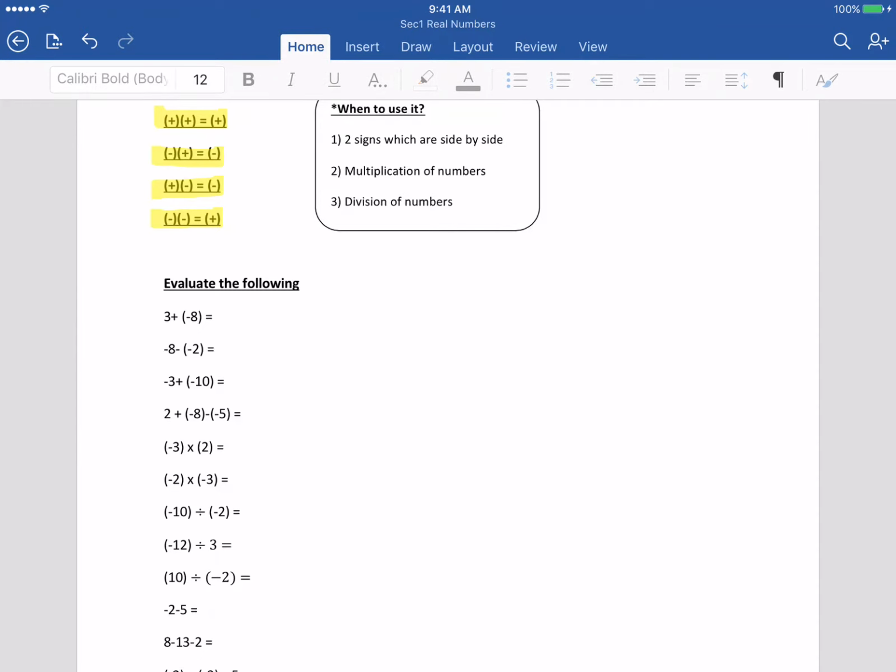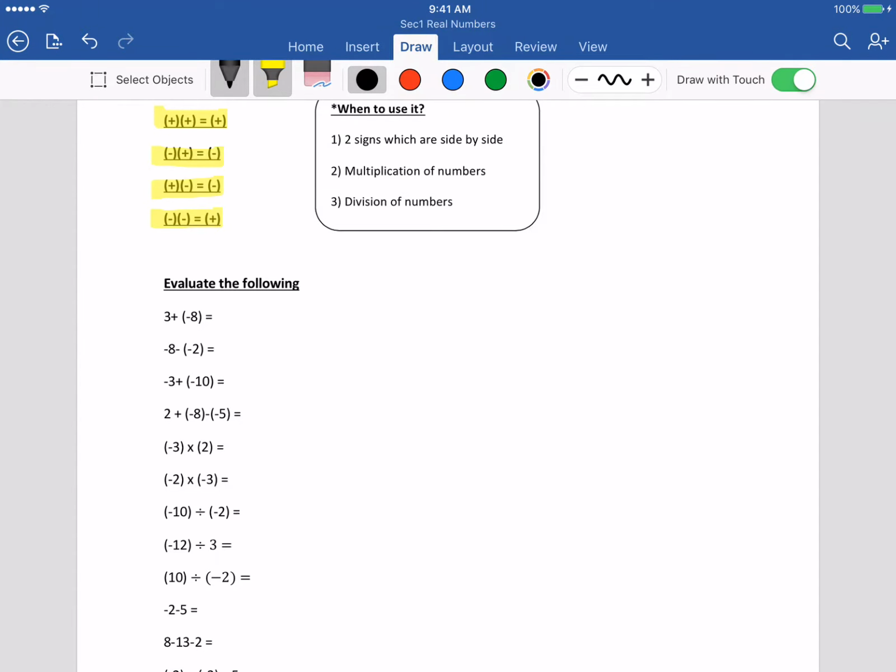So the first step, we know plus and minus should give us what? You should know that plus and minus should give us minus, so it will be 3 minus 8, which is equal to -5. Okay, next one, -8 minus -2, minus becomes plus, so it's -8 plus 2. So answer is just -6. Next one, -3 plus -10, so it becomes -3 minus 10, which is equal to -13.